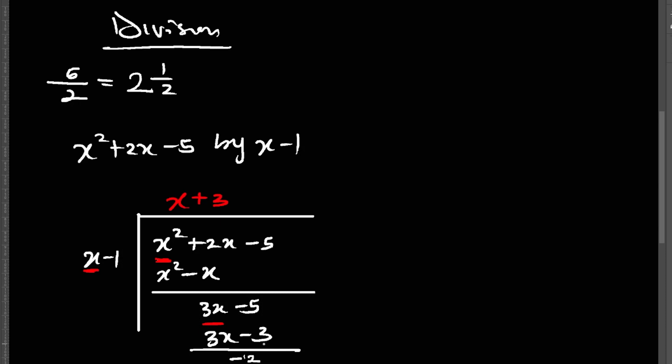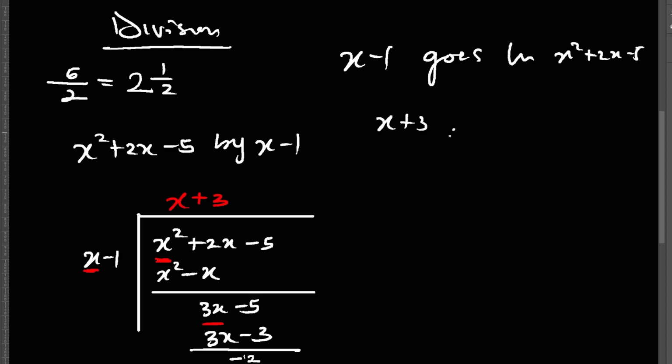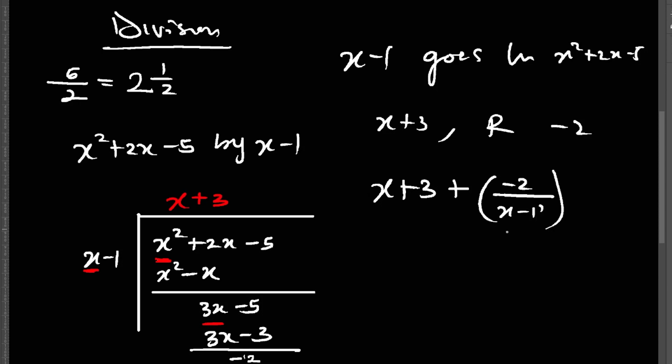So if this one is our remainder, we can now write our result as saying that x minus 1 goes into x squared plus 2x minus 5. How many times? It goes there x plus 3 times, and it remained minus 2. I hope you understand this. So if you want to write this down, you can write it as x plus 3, then plus, in brackets, minus 2 divided by x minus 1, or you can just write it as x plus 3 minus 2 all over x minus 1.